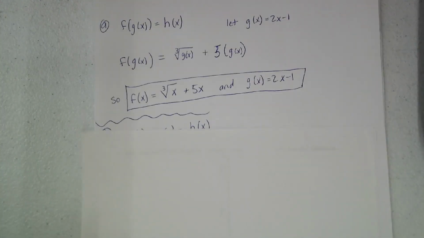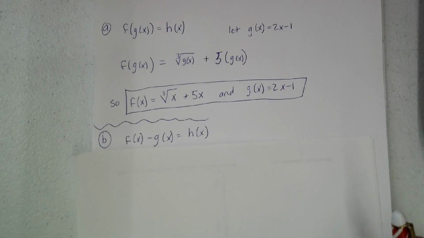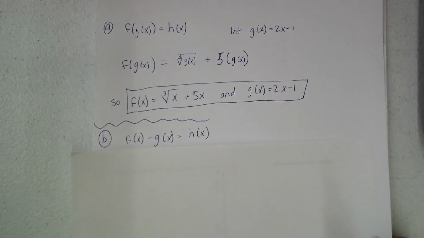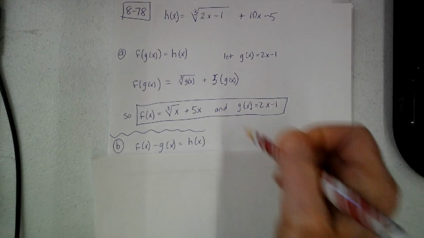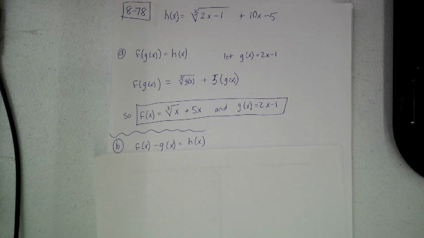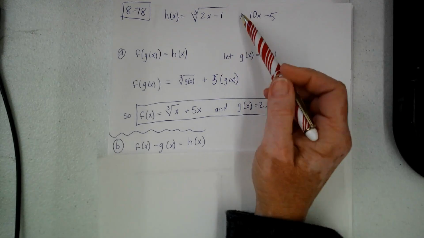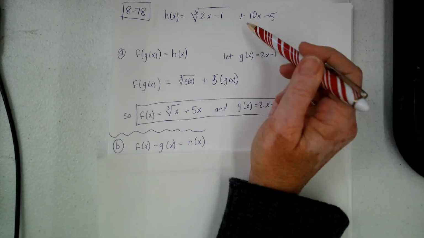So here's letter B. I'm going to have to zoom out so you can see the original function. So letter B wants you to go f of x minus g of x. So I thought it was so easy just to pull. That's kind of why I wrote it with a big space in between.